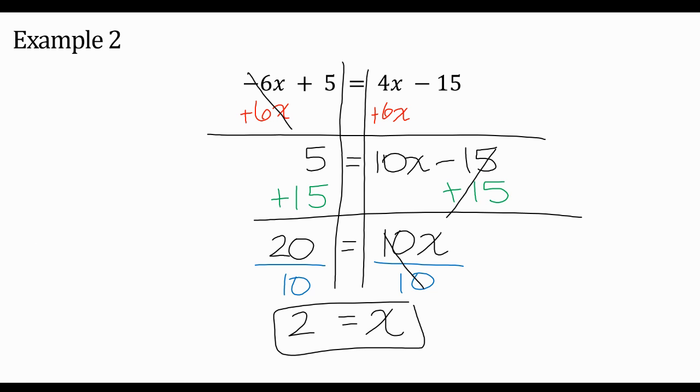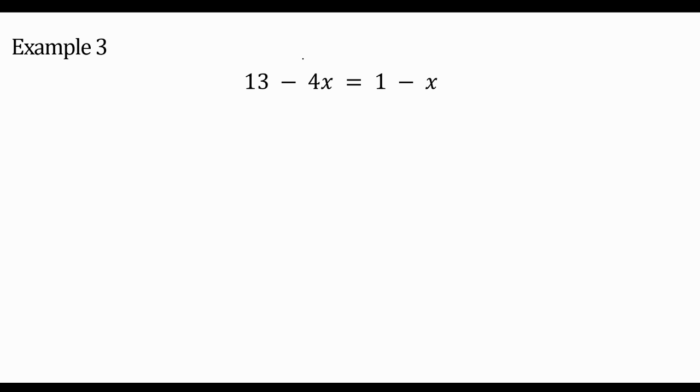Okay, let's take a look at one more example. 13 minus 4x equals 1 minus x. So let's start off by drawing those train tracks and identifying the smaller coefficient.